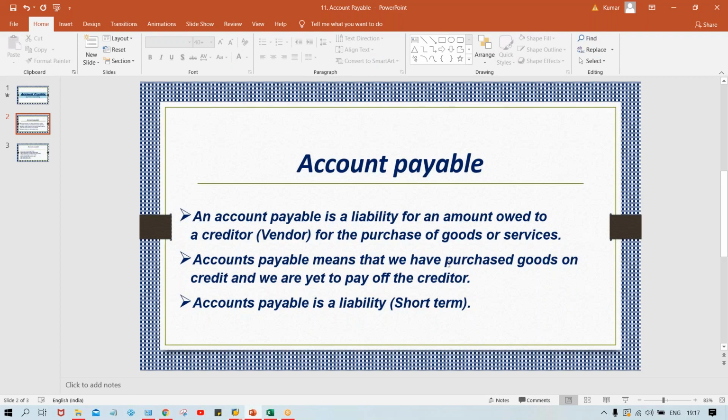And we are yet to pay off the creditor. It means the purchase we have made, right? Goods you have received from the vendor, you started doing your manufacturing, right? So of course you are going to sell it. But what about the goods which you have procured from the vendor?